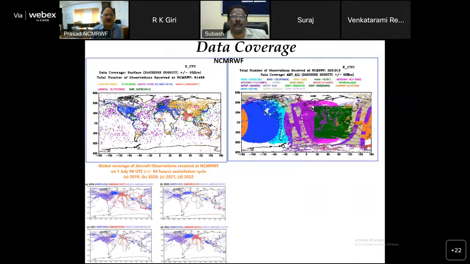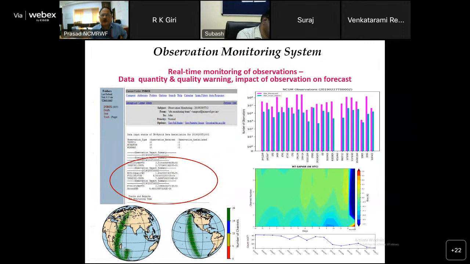For receiving the data in real time, we have to monitor it. We have a proper monitoring system to get the data. At NCMWF, you can see various data sets that we are getting within 2.5 hours for running the assimilation NWP system, and that is monitored regularly. This is the monitoring system where we see whether the data reception is proper or not.